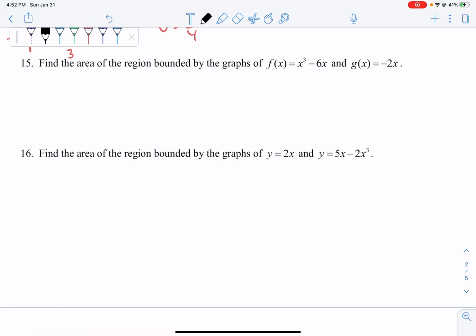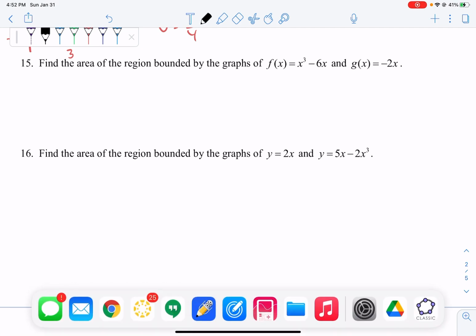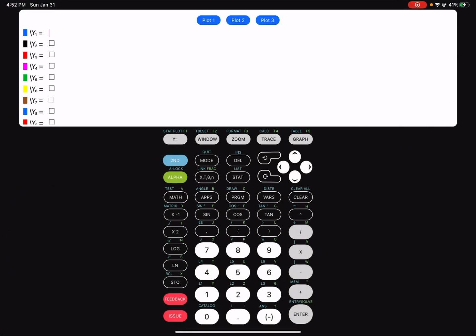Number 15, find the area of the region bounded by the graphs f of x equals x cubed minus 6x, and g of x equals negative 2x. Okay, so again, if I had no idea what these looked like, you could graph them on your calculator, right? So I can open my calculator, go to y equals, and enter x cubed minus 6x as my first one. And my g of x is negative 2x.